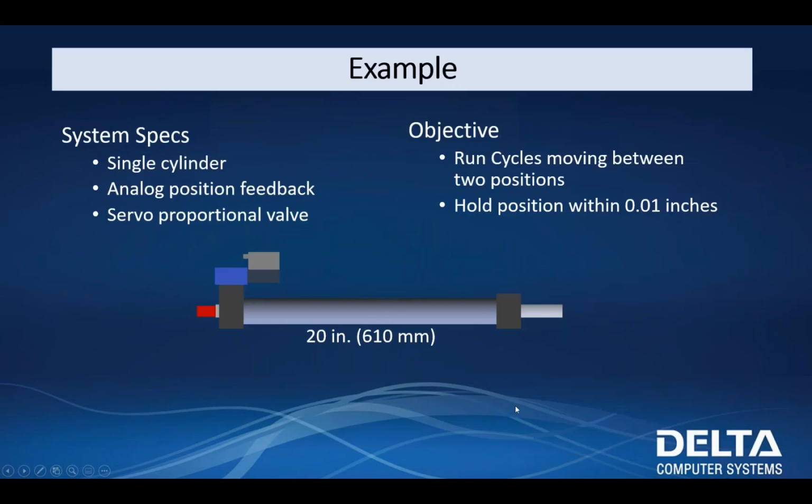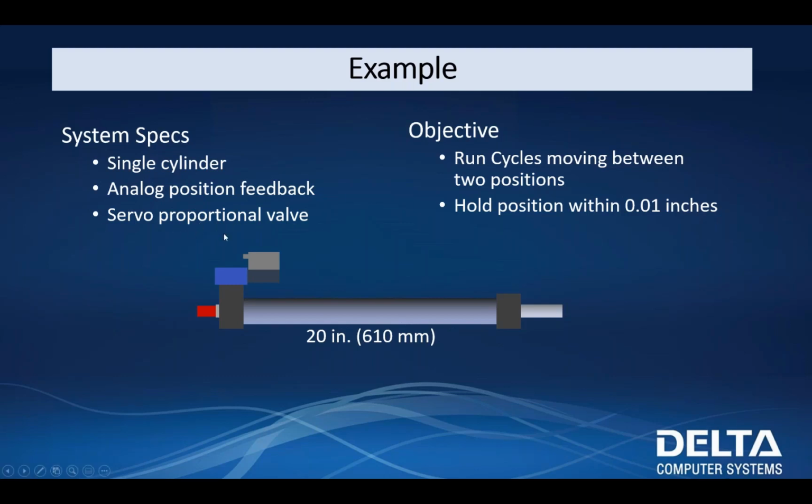So here's our example that we're going to be running through today. I've got a few physical elements to the example and a few simulated elements. Our system specs: we've got a single cylinder. We're going to have analog position feedback. Now, if you know Delta, you know that analog position feedback is not what we generally recommend. Sometimes it's the only option, but generally we recommend using SSI for position feedback. We're using analog today because it's more common to run into errors, and I'd like to show what it looks like when you've got something funny going on with your feedback.